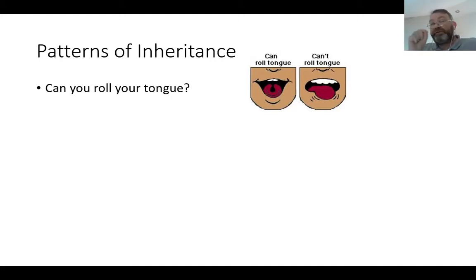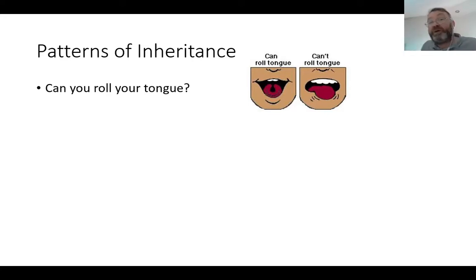Now, some people can and some people can't. It's not a thing that you can half do. You either can roll your tongue or you can't roll your tongue. And believe it or not, the ability to roll your tongue is controlled by genes. So if the gene that allows tongue rolling is being expressed in your body, then you will be able to roll your tongue. And if the gene is being repressed, then you will not be able to roll your tongue.